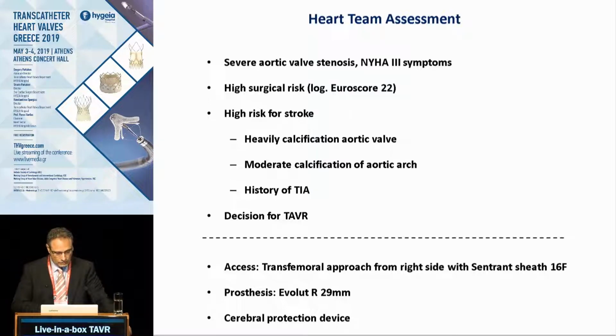We used the transfemoral approach from the right side using the sheath 16 French as an access point. We proceeded with the prosthesis of Evolut R 29 millimeter, and we used a cerebral protection device in order to protect the patient from a stroke.